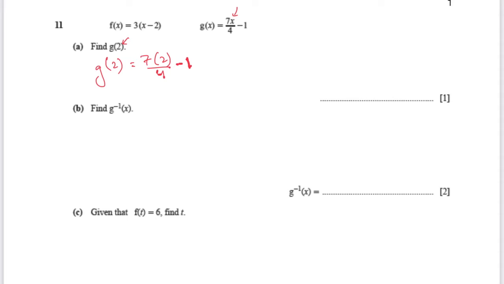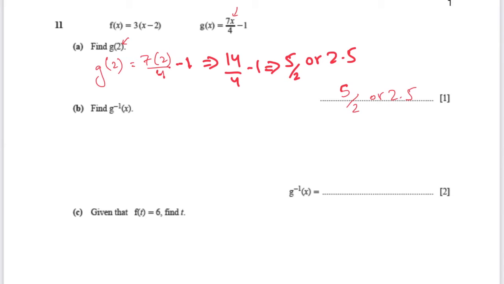So what ends up is 7 2s are 14, 14 over 4 minus 1. Let's plug this directly into the calculator. 14 over 4 minus 1 gives us 5 over 2 or 2.5. So let's write 5 over 2 or 2.5 right here.